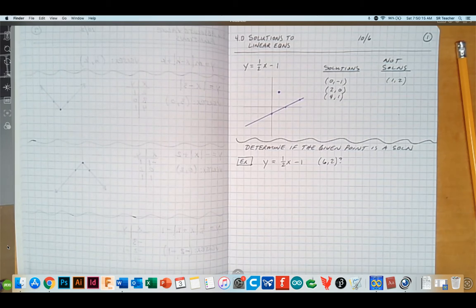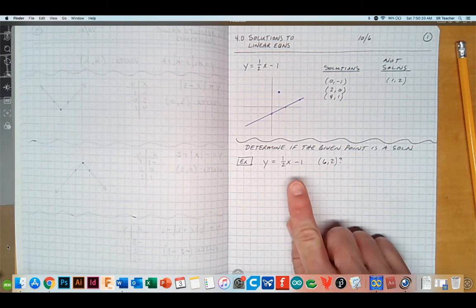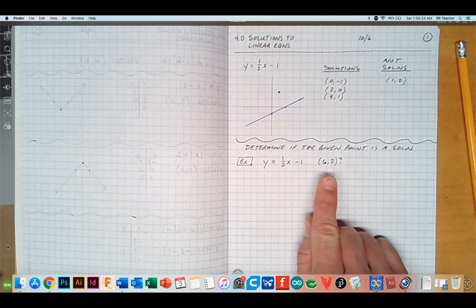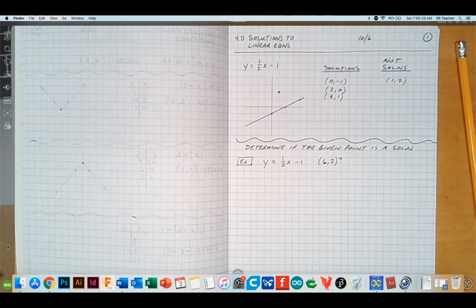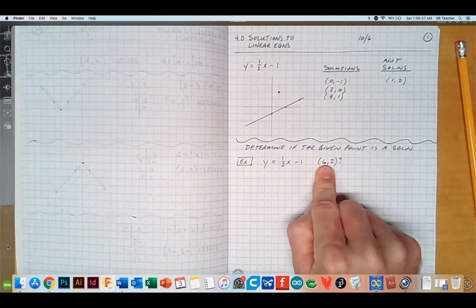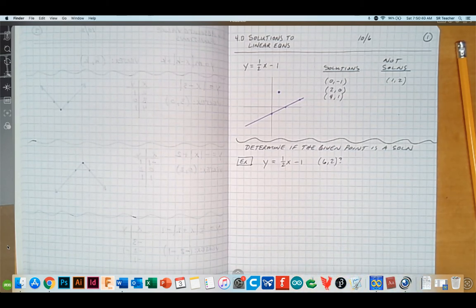All right, now we're going to determine algebraically if a point is a solution. So I have this equation, y equals 1/2 x minus 1, like we saw above, and the point (6, 2). And sometimes we don't always have a graph, or it would be very difficult to graph the equation to see if a point is a solution. So what we do is we plug this point into our equation and we evaluate. And if both sides are equivalent after we evaluate, then the point is a solution. So let's see how that works.